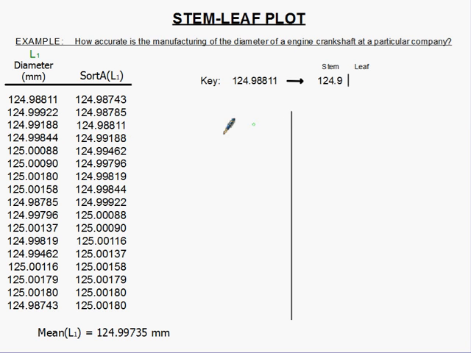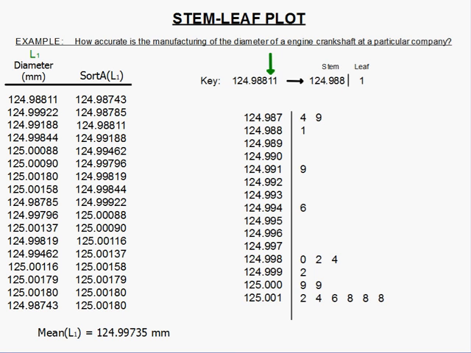Well, where should the division be? Well, maybe we should divide at 124.9, which means we would be rounding to that decimal place, which means this number, 124.98811, would become this. And again, it's just not very helpful. So we move to the next level, see what that looks like. That's starting to get a little bit better. And it's not really until here that we start getting enough spread, enough distribution, to get a picture of what's going on here.